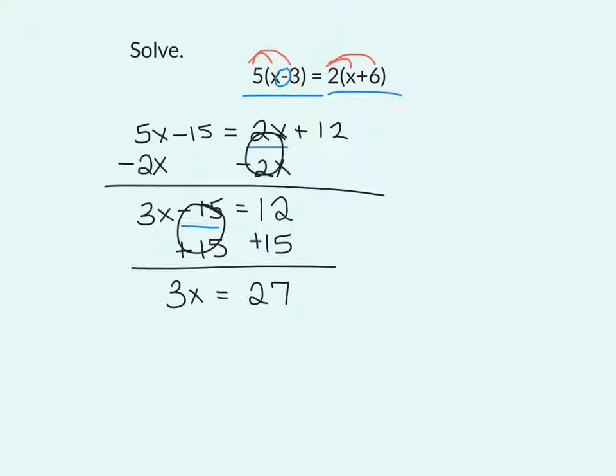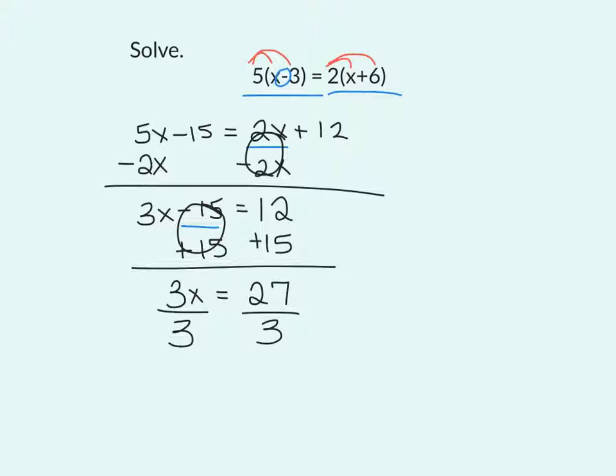I want to get the x by itself. Notice that a 3 is being multiplied to the x, so I'm going to do the opposite operation to get rid of that 3. Since 3 is being multiplied to the x, I am going to divide by 3. And we'll do that on both sides. Whatever you do to one side, you have to do to the other side of the equal sign.